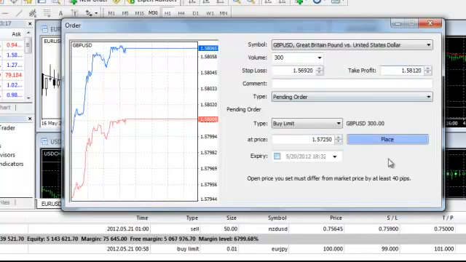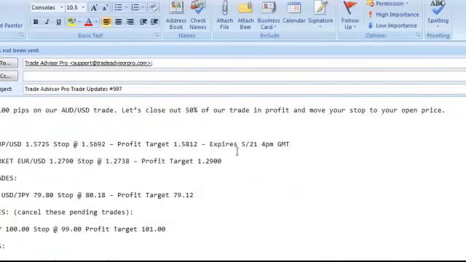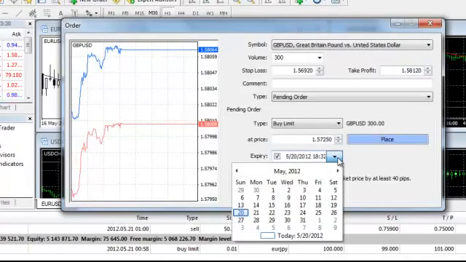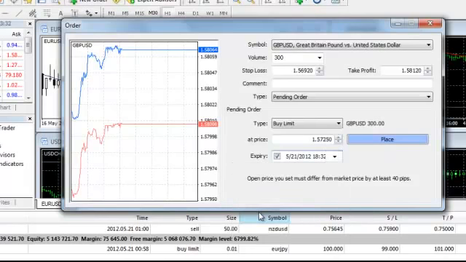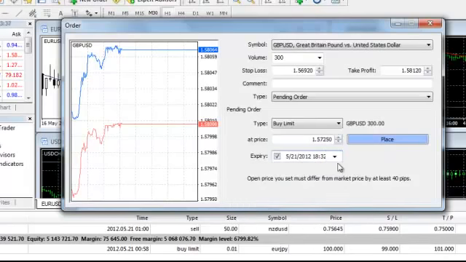1.5812. Now, in this order, we happen to have an expiration date. So I'm going to say 5:21 at 4 p.m. GMT is my expiration. So it expires 5:21 at 4 p.m., which is 1600 hours, right?